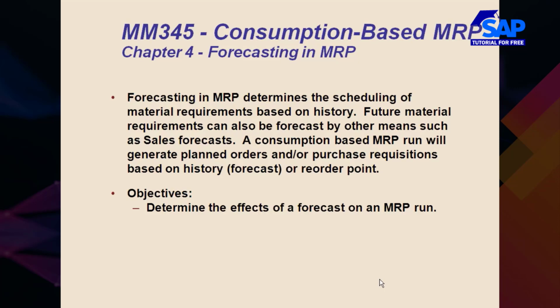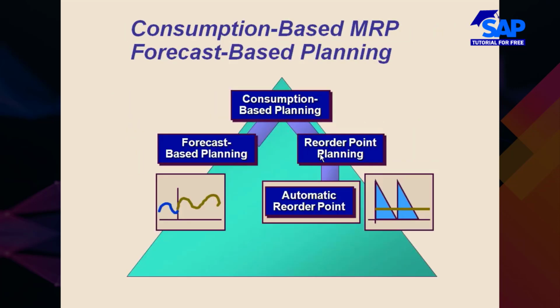So a consumption-based MRP run will generate planned orders and/or purchase requisitions based on the history. You could see here, the consumption-based MRP run will generate planned orders or purchase requisitions or both, depending upon the history and the reorder point of the material. Therefore, the input for this is the sales forecast, which you maintain in the forecasting view. The output is either a planned order or a purchase requisition or both.